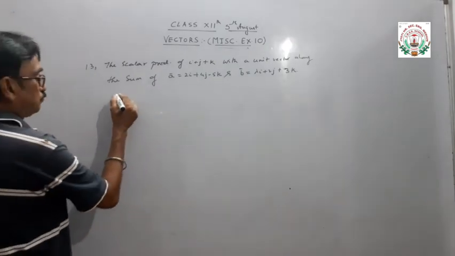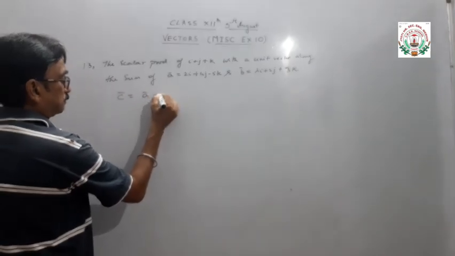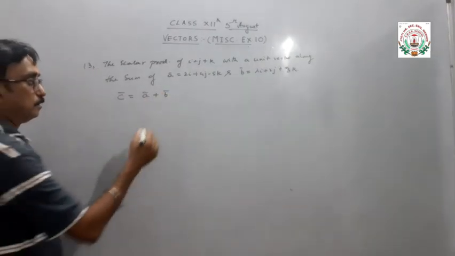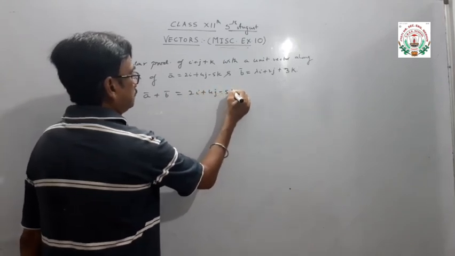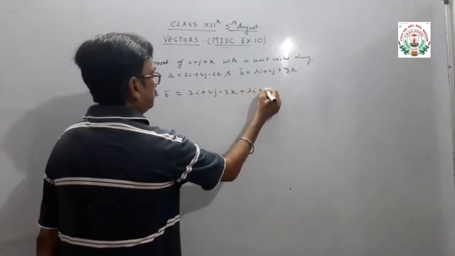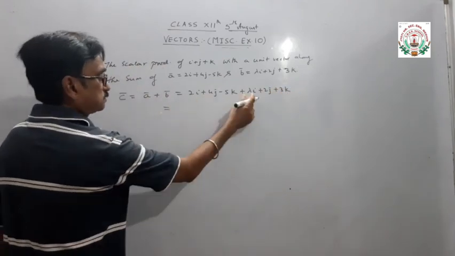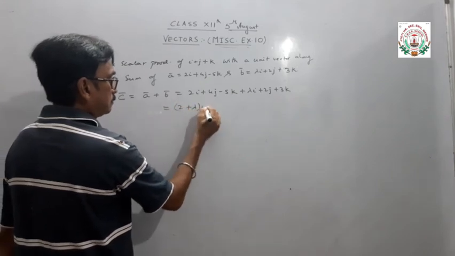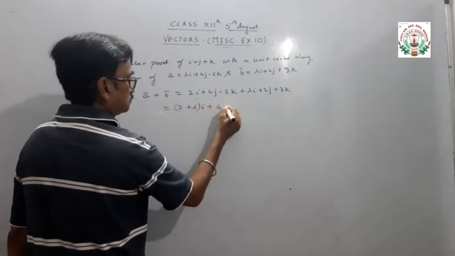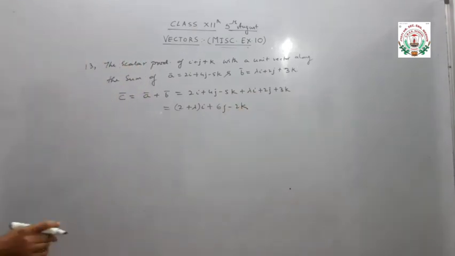So first we calculate the sum. Vector c is equal to a vector plus b vector. So 2i plus 4j minus 5k plus lambda i plus 2j plus 3k. So 2 plus lambda i vector will be common, 4j plus 2j is 6j, minus 5k plus 3k is minus 2k. This is the sum of the vectors, that is vector c.